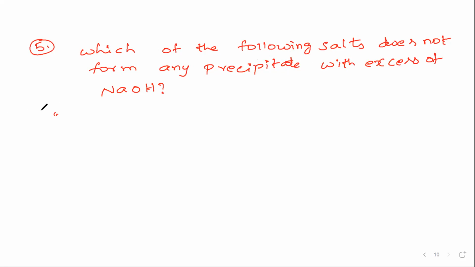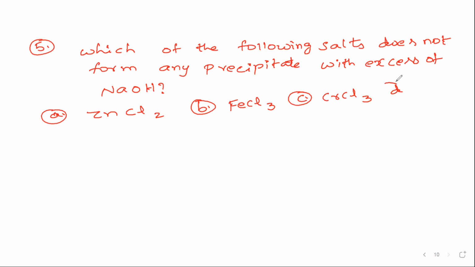Option A, it is zinc chloride. Option B, it is ferric chloride. Option C, it is chromium chloride. And option D, it is copper sulfate. So the answer for this is zinc chloride. Zinc chloride does not form any precipitate with excess of sodium hydroxide. Next question, question number 6.